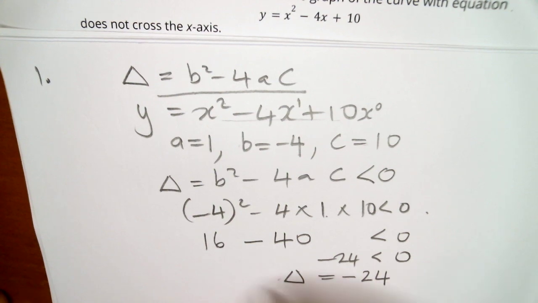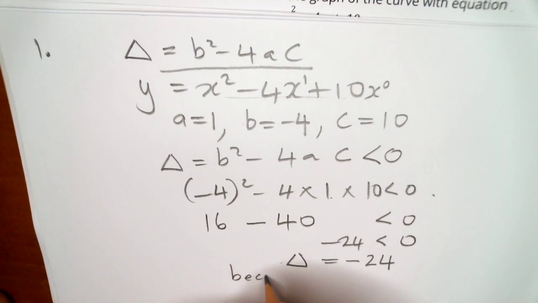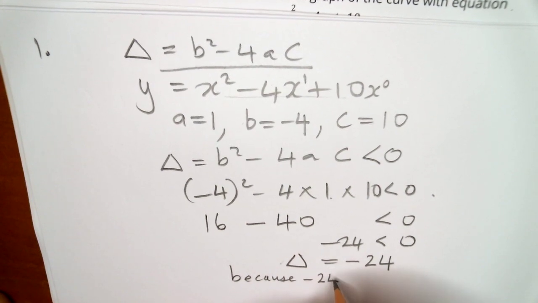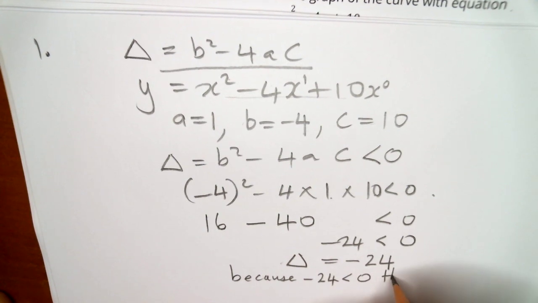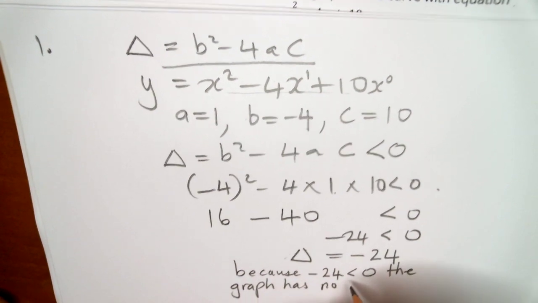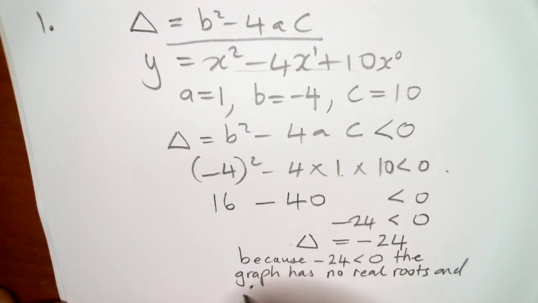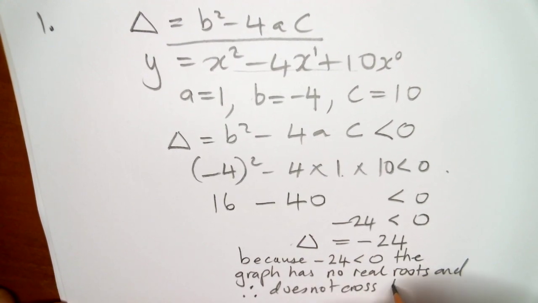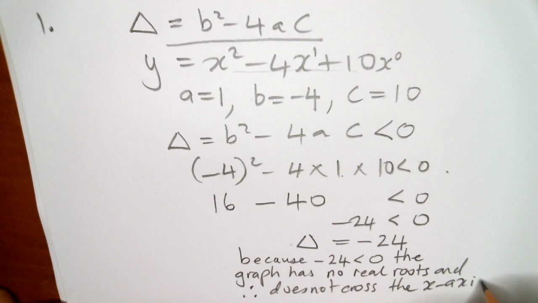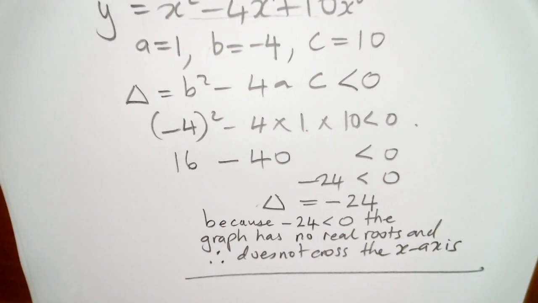And because negative 24 is less than 0, we can say the graph has no real roots and therefore does not cross the x-axis. And I think we need to conclude with that statement. Otherwise, you're going to be on pretty shaky grounds, yeah? You do need to have that to finish with. Hope that makes sense.